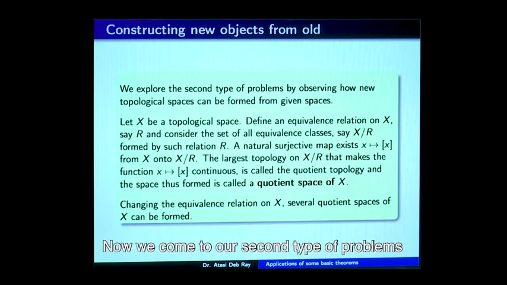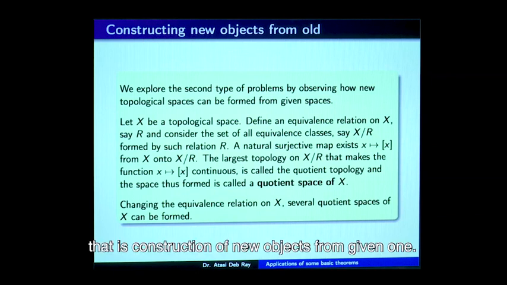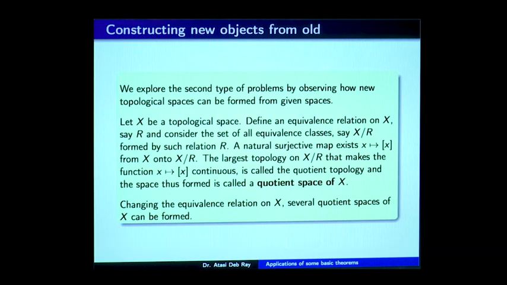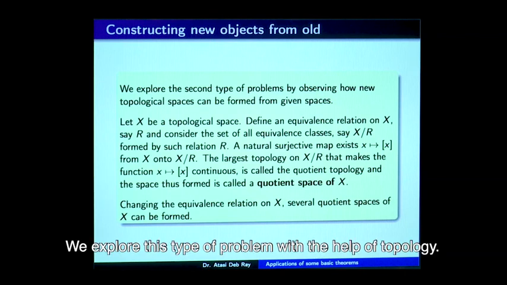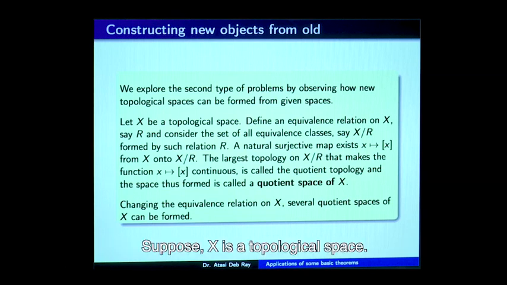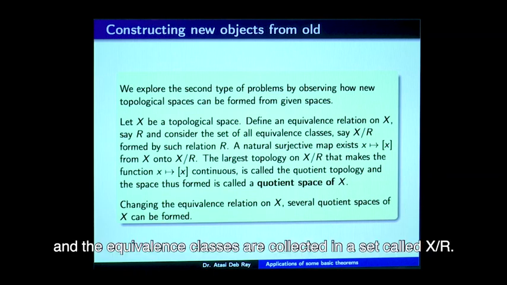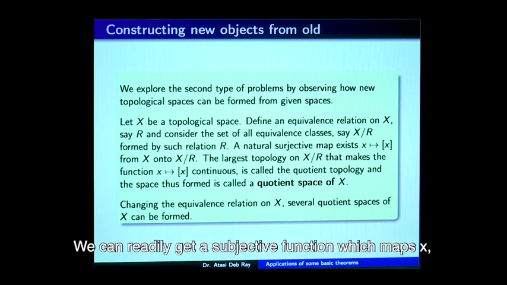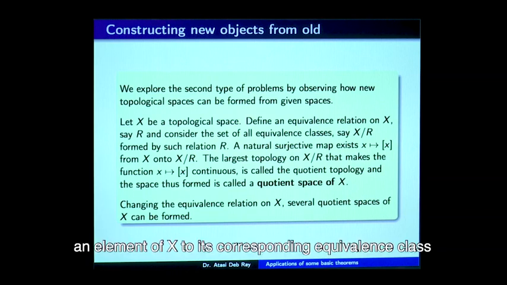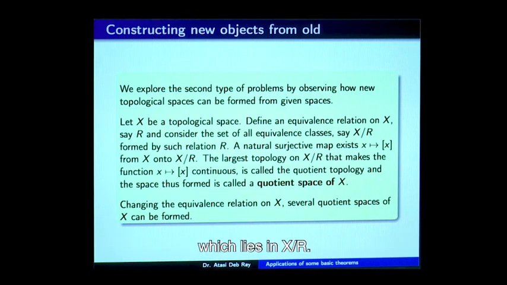Now, we come to our second type of problems, that is construction of new objects from given ones. We explored this type of problem with the help of topology. Suppose X is a topological space, we define a relation on this set X, say capital R, and the equivalence classes are collected in a set called X/R. We can readily get a surjective function which maps an element x of X to its corresponding equivalence class which lies in X/R.